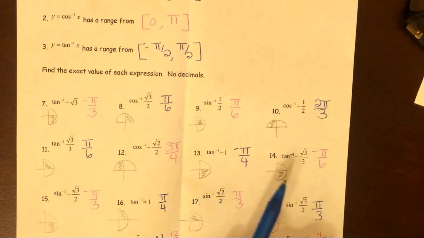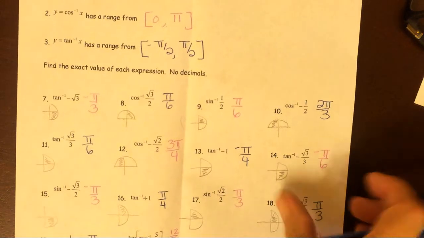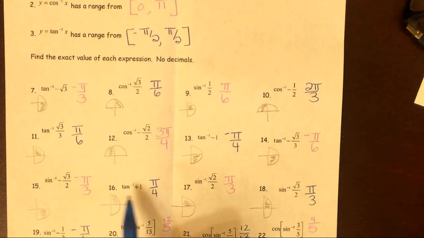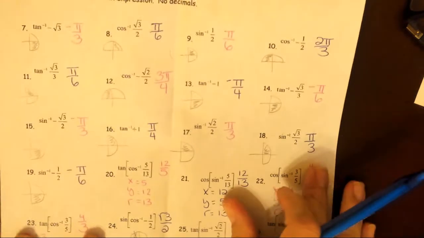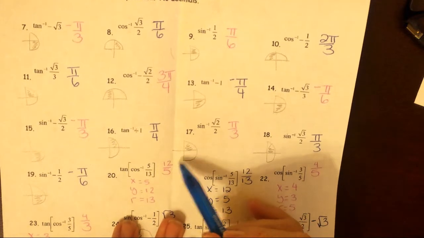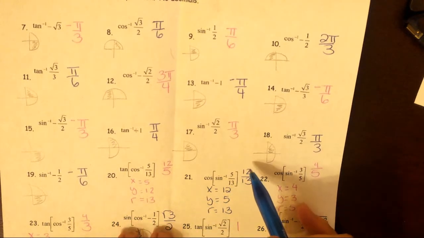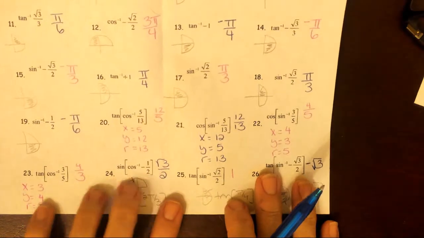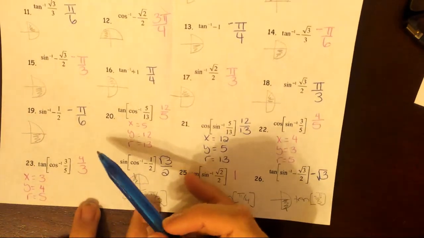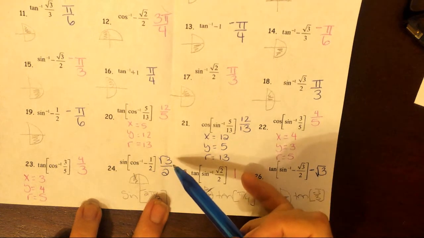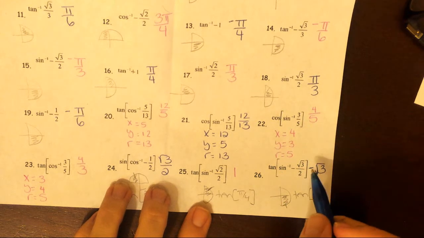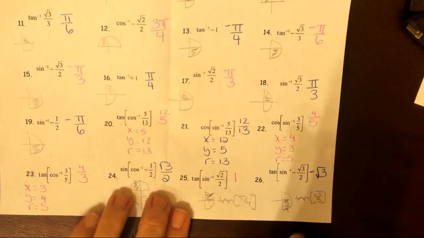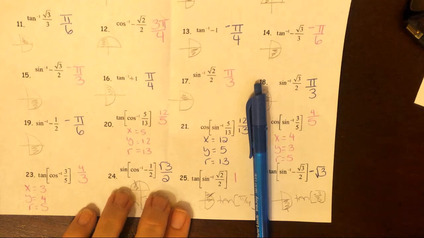13 is negative pi over 4. 14 is negative pi over 6. 15, negative pi over 3. 16 is pi over 4. 17 is pi over 3. And 18 is pi over 3. Number 19 is negative pi over 6. 20 is 12 over 5. 21 is 12 over 13. 22 is 4 over 5. 23 is 4 over 3. 24 is root 3 over 2. 25 is 1. And 26 is negative square root of 3.